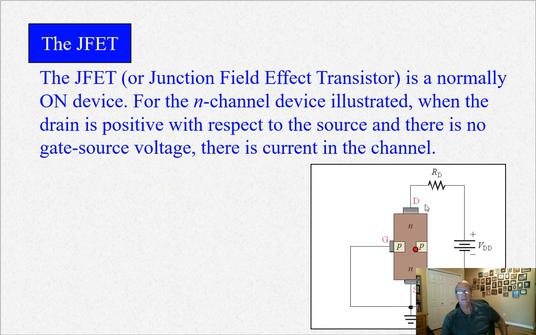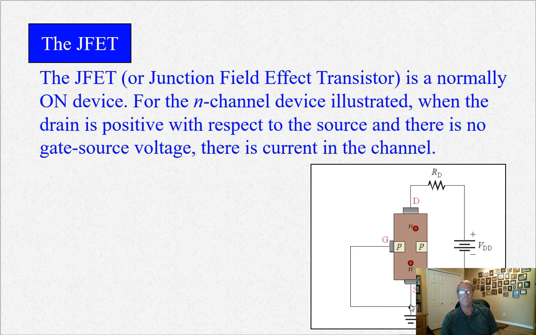The difference is that there are a couple of differences. One is they're named differently. This is D for drain, S for source, and G for gate, as opposed to collector, emitter, and base. The other difference here is that when the gate is at 0 volts, see it's grounded here, we get conduction flow. In order to stop current flow, in the case of an N-channel device, you have to make the gate negative. You make the gate negative with respect to the source.